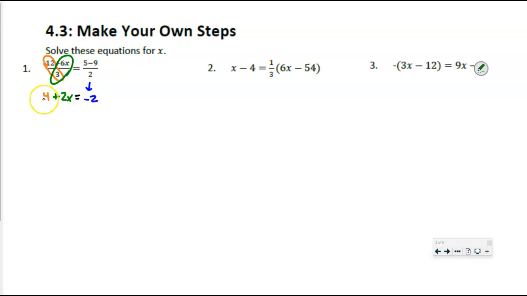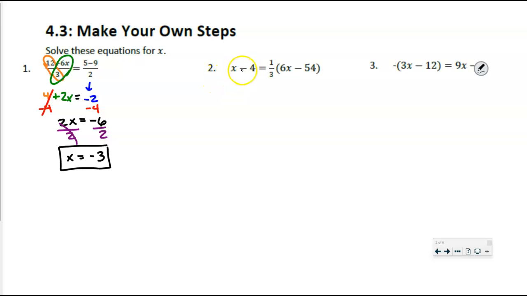Now we're just going to identify what's happening to x and undo that. X is multiplied by 2, and then we added 4, so I will undo those things. I'm going to subtract 4 from each side to balance it out, and 4 minus 4 zeroes out. That leaves me with 2x, which is equal to negative 2 minus 4, which is negative 6. Next solving step, I'm going to divide each side by 2. And I have x is equal to negative 6 divided by 2, which is negative 3. Let's move on to number 2.